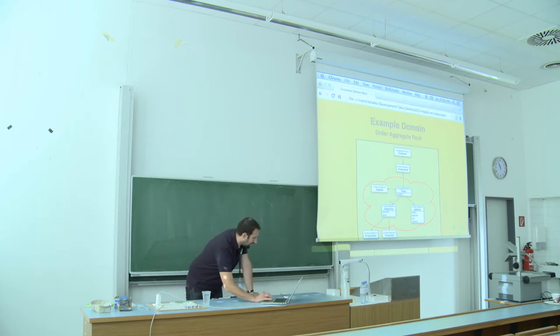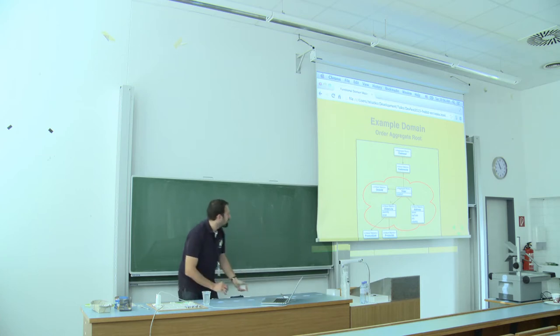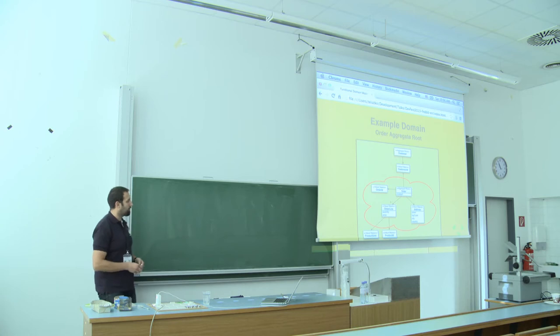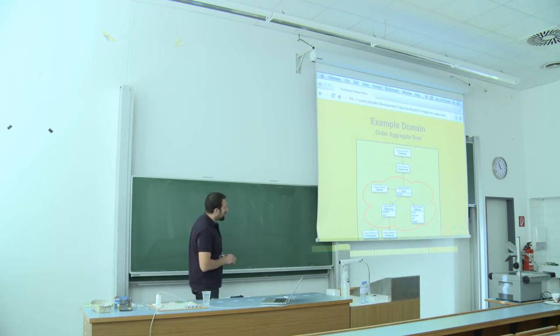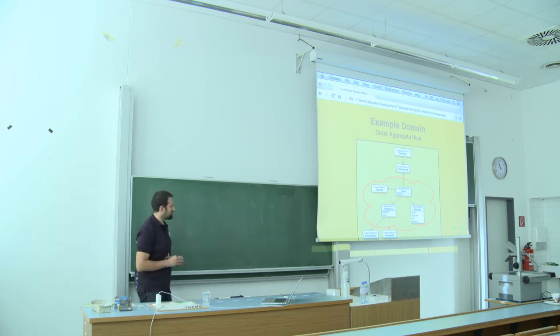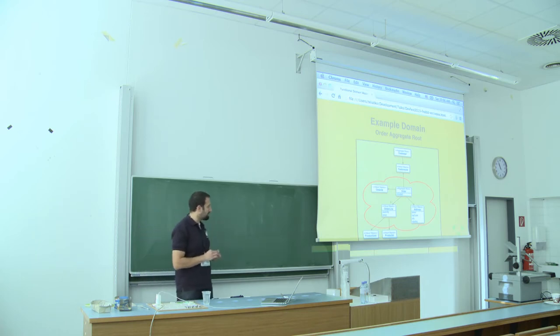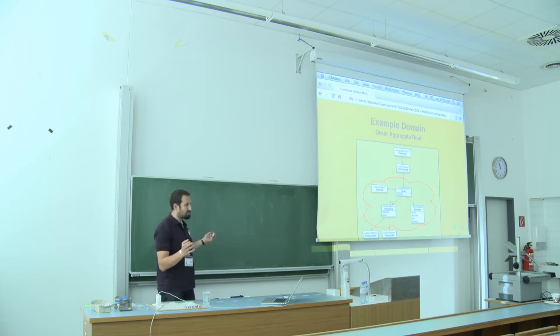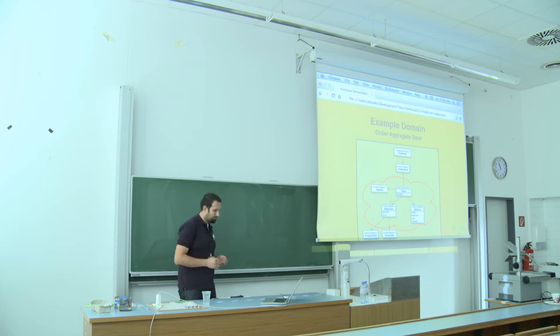Aggregates are clusters of objects and values, and always one class, in this case Order, is an aggregate root. This class is basically responsible for all business operations, and it makes a transaction boundary around the operations, and ensures business invariants of the part of the domain and so on.